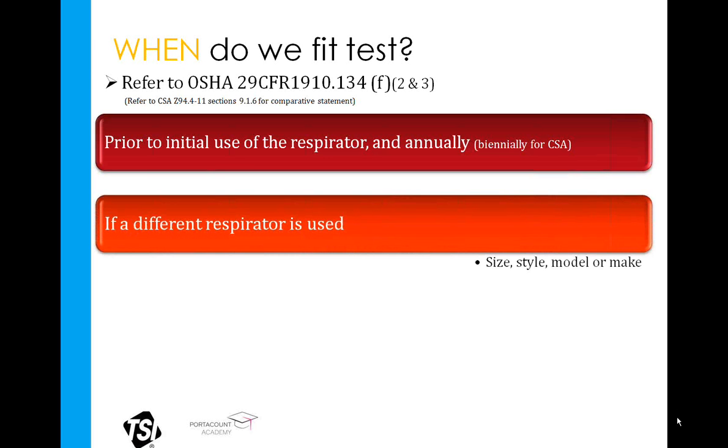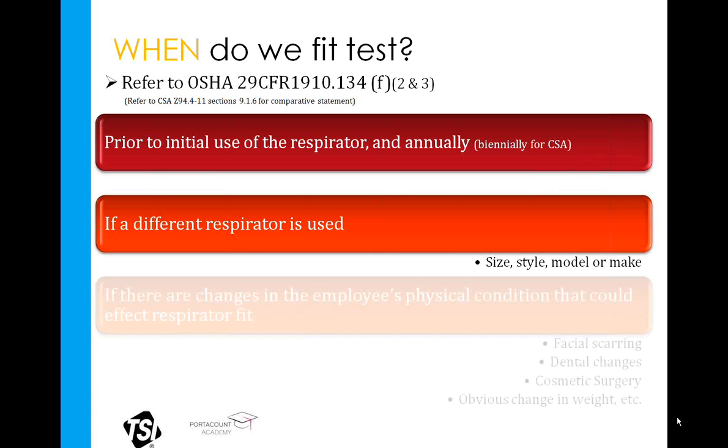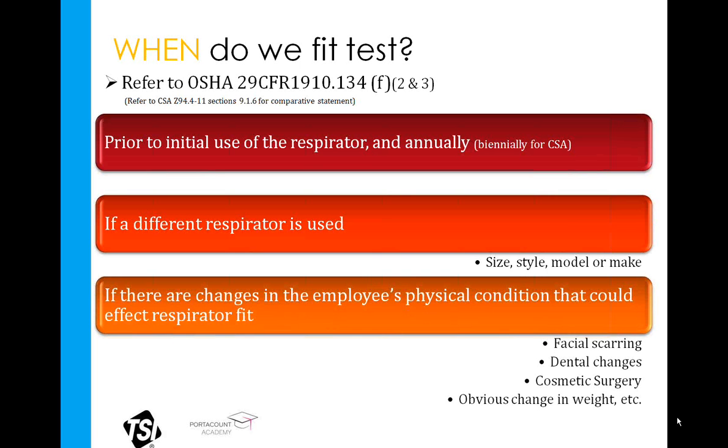We also need to fit test the person for each respirator they wear. Again, each fit test is according to one make, model, and size of respirator and one person. So if that person potentially wears 2 different respirators during their workday, then they need to be fit tested in both of those respirators. Also, if there are any notable changes in the employee's physical condition, such as facial scarring, dramatic changes in weight, etc., the rule of thumb is that if a person loses or gains at least 10% of their body weight, that person should really be fit tested again.